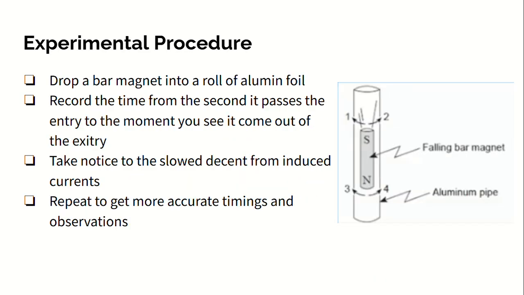For our experimental procedure, we are going to drop a bar magnet into a roll of aluminum foil. We're going to record the time from the second it passes the entry to the moment you see it come out. Take notice of the slow descent from the induced currents. As soon as you drop it in, it's going to slow down. It is weird. And then we're going to repeat this a couple more times to get more accurate timings and observations.